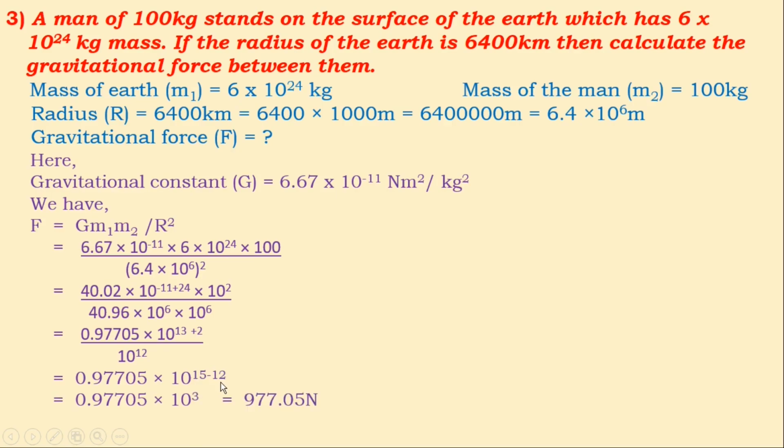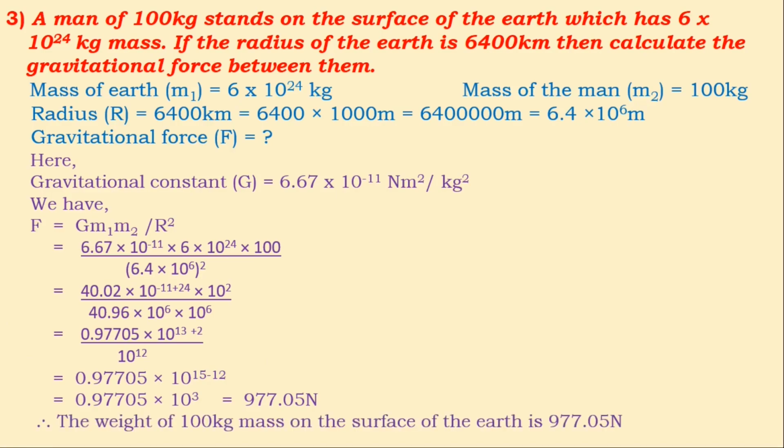It means 0.97705 into 10 to the power 3. 10 to the power 3 means 1000. We can multiply this number with 1000 and we'll get 977.05 Newton. This is our final answer. Therefore, the weight of a 100 kg mass on the surface of the earth is 977.05 Newton. This is our final answer.